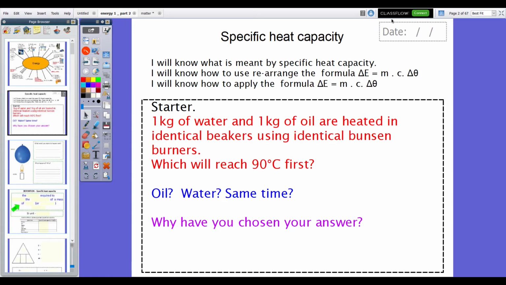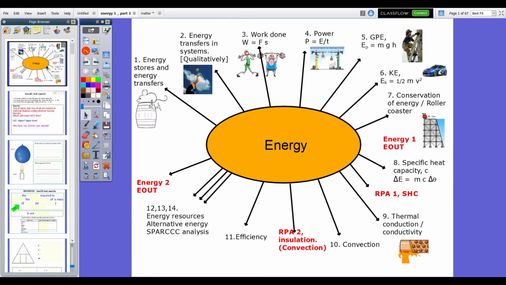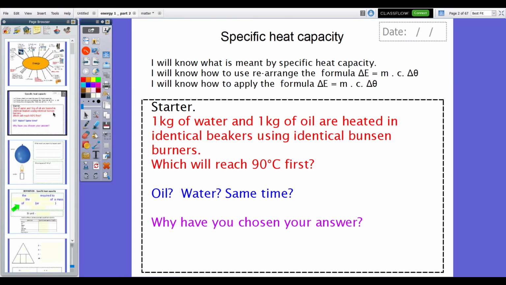Please date it here. Just to give you a little view of where we are. So we've been working through this energy unit. You just had energy 1 test, and now we're just going to start on the second part of energy 2, as I call it. So please date it. So we're going to look at a new concept now that you might not have covered before: specific heat capacity.